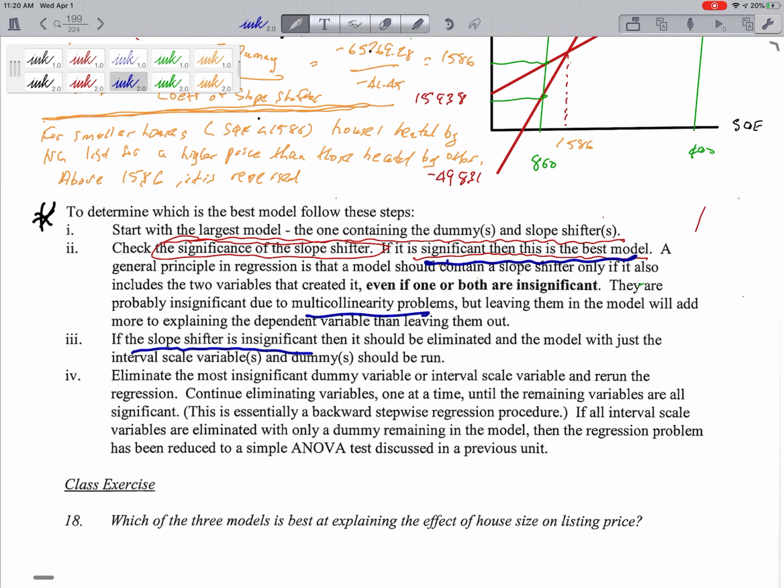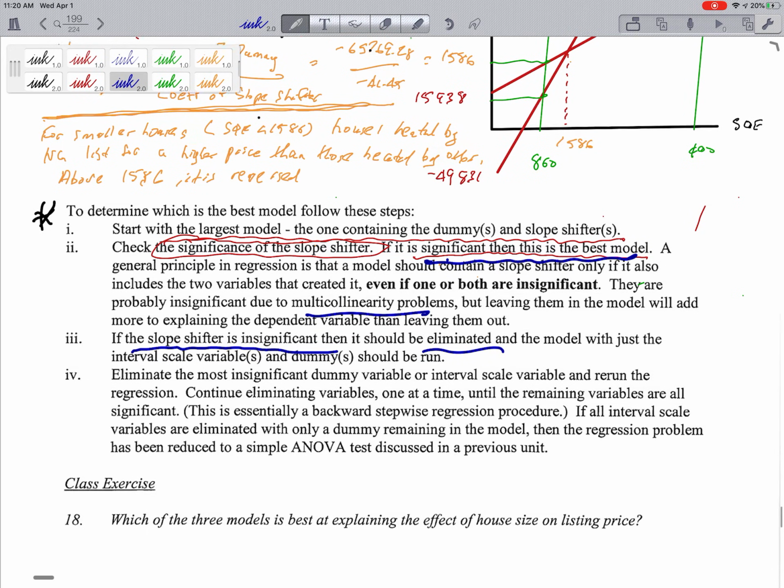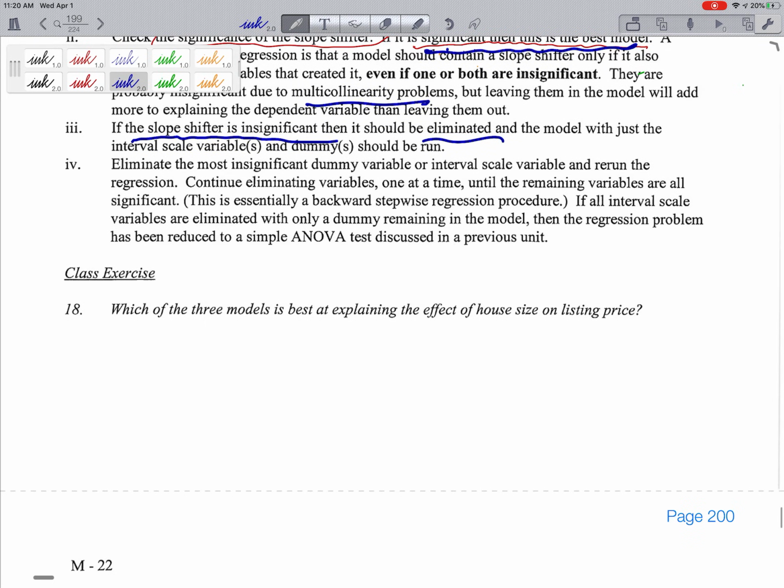If the slope shifter is insignificant, then eliminate it and take a look at the model with the interval scale variable, so square footage and dummy, and eliminate the dummy variable if it's insignificant. So you just work backwards, kind of like what we did in the stepwise regression in a sense. And so that's what we've got there.